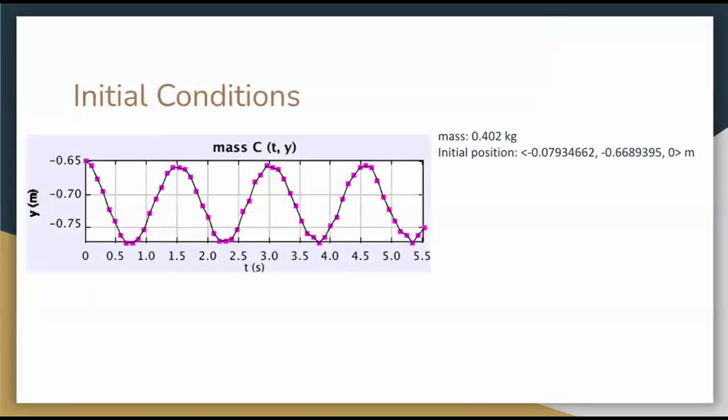For our initial conditions, we are given the mass of the ball, which is 0.402 kilograms, and by setting the origin at the fixed position of the spring, we get the following for the initial position of the ball.